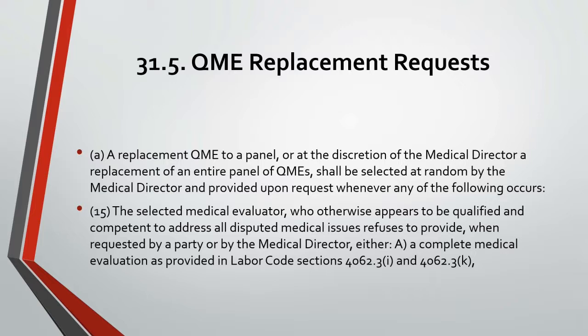And Section 15 says the selected medical evaluator, who otherwise appears to be qualified and competent to address all disputed medical issues, refuses to provide, when requested by a party or a medical director, either a complete medical evaluation as provided in Labor Code Sections 4062.3 and 4062.3(k). So the provision of an alternative impairment rating is required in order for your evaluation to constitute a complete medical evaluation.